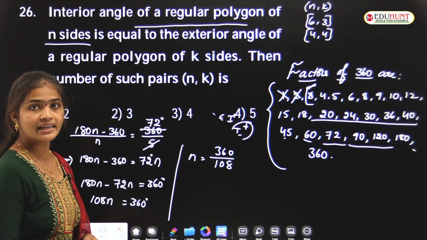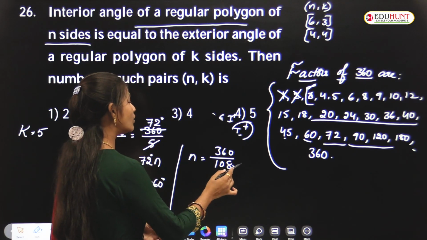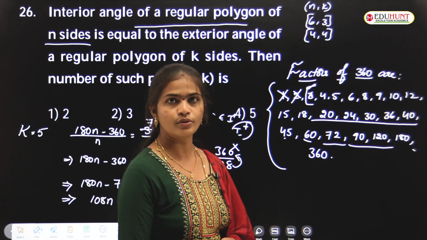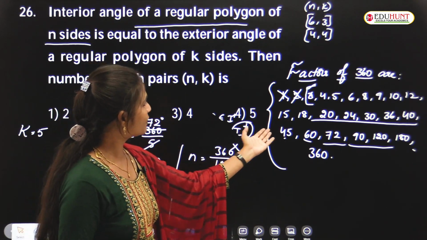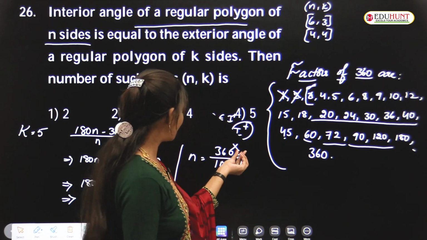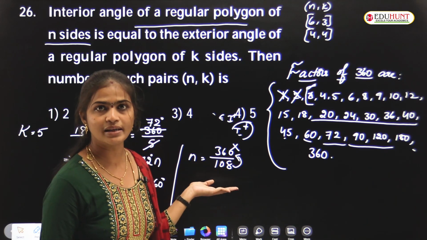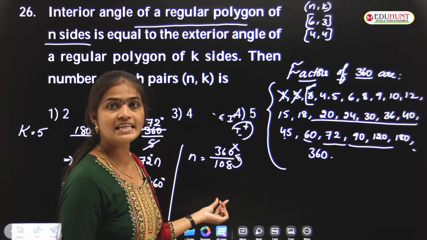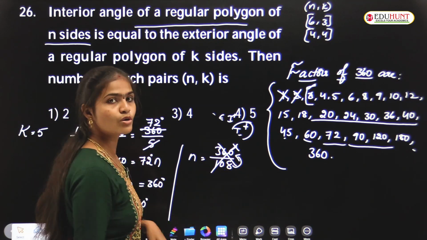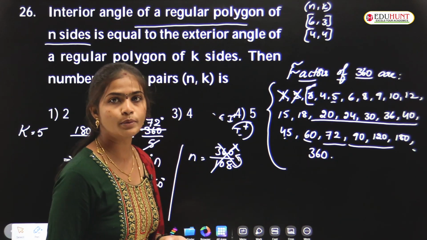Is it possible to get any positive integer here? Not possible. Why? Because here 108 does not cancel 360 exactly. Here we can see that in these factors 108 is not there. Those numbers we are getting are all the factors of the given number, no? So 108 is not a factor of 360. So easily we can say that this is not possible. So here k is equals to 5 is not possible.